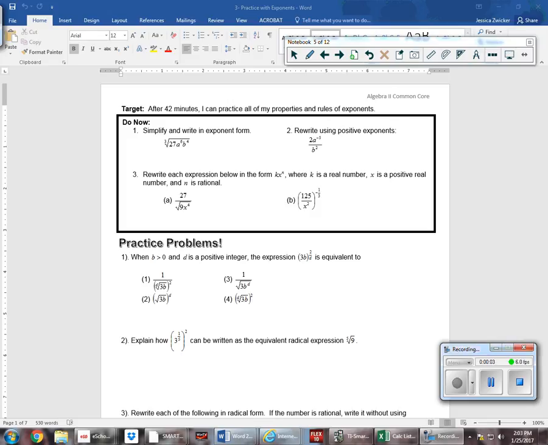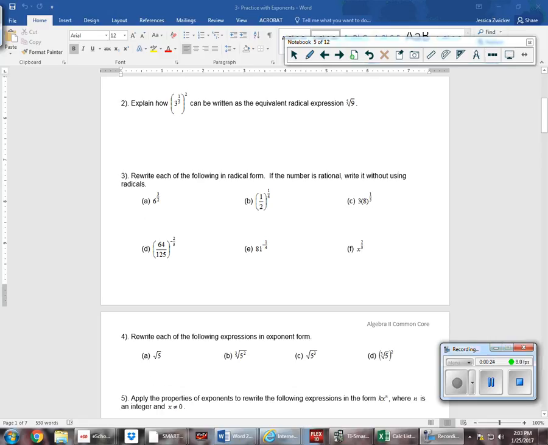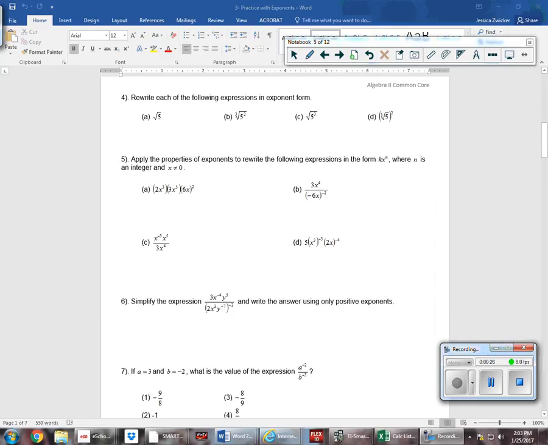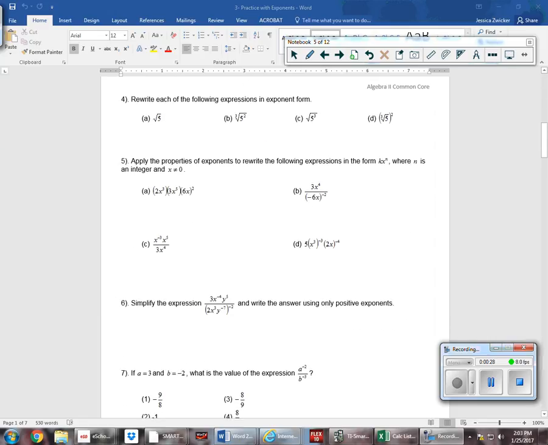Hey guys, I know that some of you have been having a little bit of difficulty with the exponents because we've been doing a lot lately and there's a lot of properties to know. So what I thought is I would do a video of all the practice problems from your worksheet today. So if you take out this worksheet that you see, we're going to skip to question number 4 on the back, and I'm going to do the practice problems that you have.